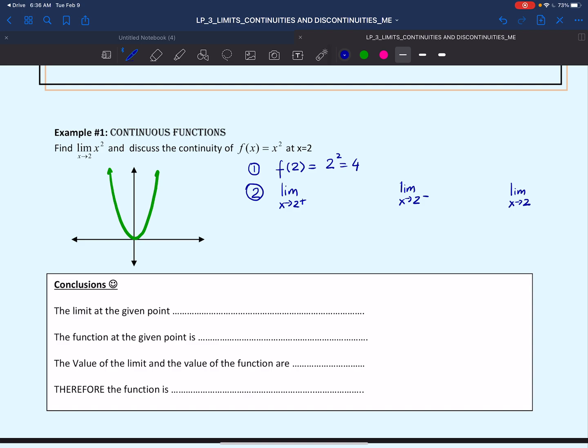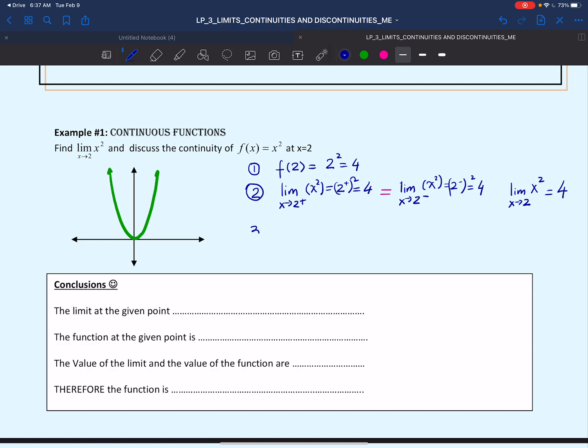So when x approaches 2 from the right, then the limit would be 2 plus squared, so that would equal 4. When we approach 2 from the left, so 2 minus squared, the answer will be about 4. So we see that left and right-hand limits are equal, which tells us that the limit as x approaches 2 of x squared would be 4.